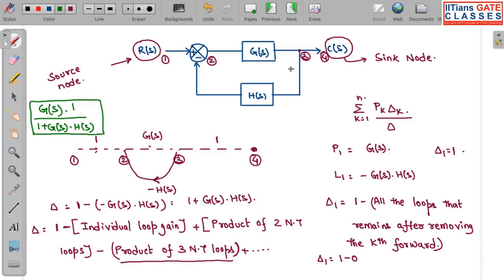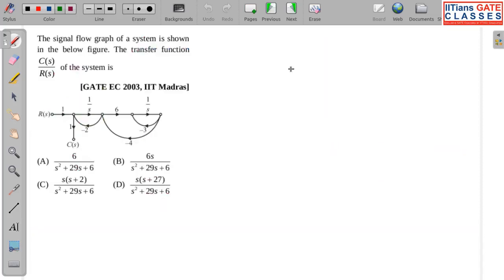Okay, so this is how we actually solve for SFG. This was a very basic thing that I have told you. So now let us jump to a few questions. If you are able to solve this question, you will be able to understand all the concepts of SFG. So look here very carefully at what is given. The signal flow graph of a system is shown in the below figure. The transfer function C(s) by R(s) of the system is? So you need to calculate what C(s) by R(s) will be. First thing first, let me just copy paste this diagram.